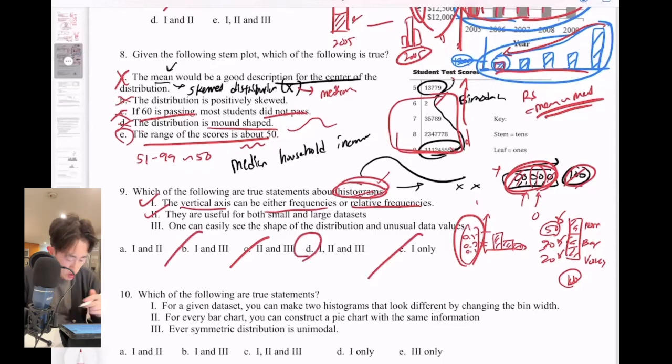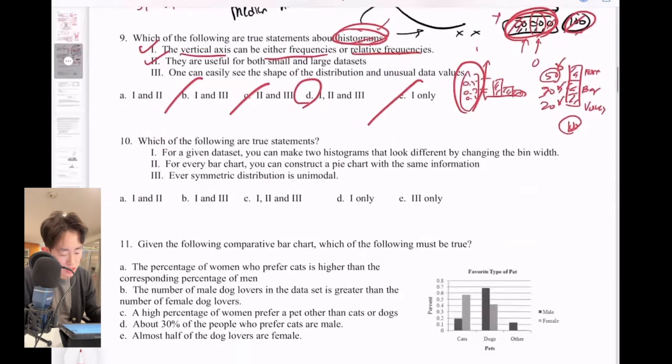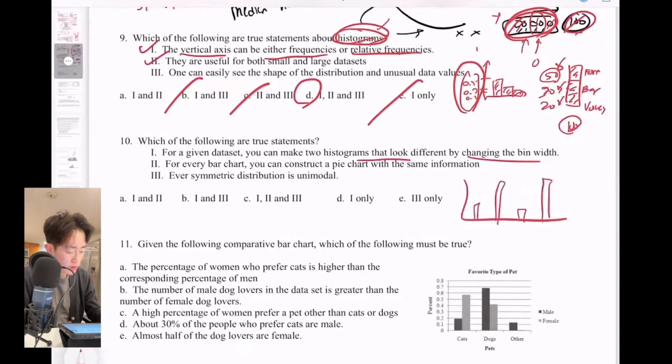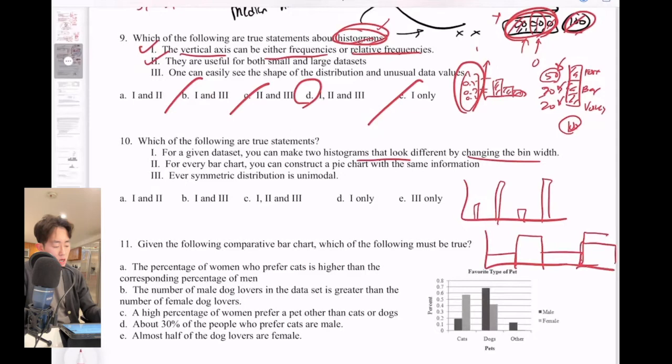Which of the following are true statements? For a given data set, you can make two histograms that look very different by changing the bin width. Yes, you can, because take a look at something that looks like this, and then something that looks like this. If we just change the shape, you can see how by changing the width, it just spreads out a lot more. So the shape looked very different.